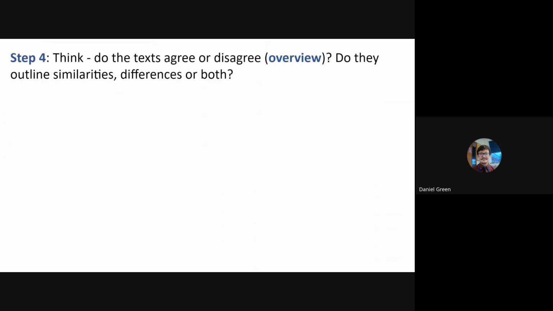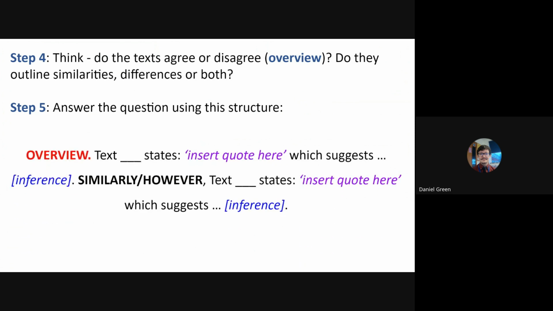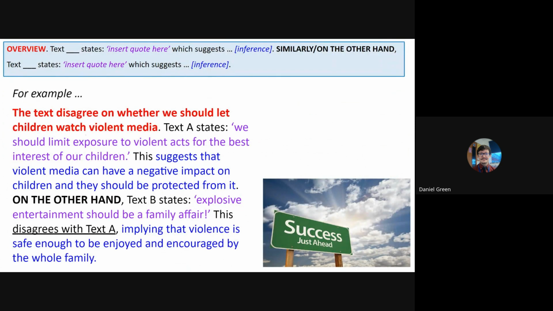Moving that on, do the texts agree or disagree in those points? And then I answer it using this structure. I give an overview of the comparison point. I state what the first text says with a quote, and then tell them what it suggests with a little bit of inference. Then similarly, or however, I say what the second text states and what it suggests. Now, I'd highly recommend changing the way you organize these sentences every time you do one, just to make it interesting for the examiner, and also you're then able to access the higher bands because you're varying the way that you write these. So if I wanted to show you one, I might write something like this.